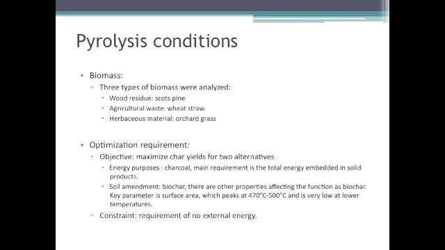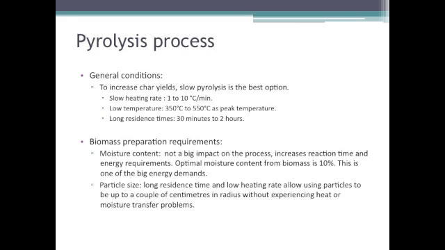And one constraint that we focused on is having no requirement of external energy in order for the process to be self-sustained in energy terms. In terms of moisture content, it doesn't have a big impact on the process yield and the process energy consumption. The big impact it has is that if the moisture content is too high, the process is going to take more energy. However, several sources say that the optimal moisture content for biomass is 10%.